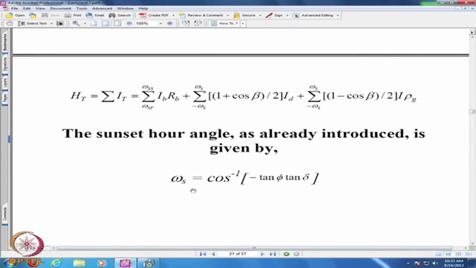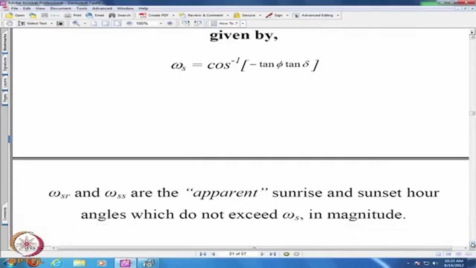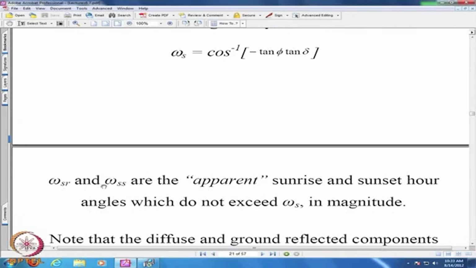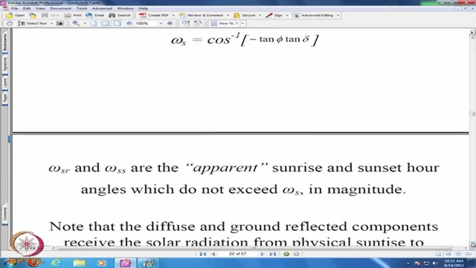Now, we already know that omega s is the physical sunset hour angle given by cosine inverse of minus tan phi tan delta. Of course, omega SR and omega SS are the apparent sunrise and sunset hour angles, which do not exceed omega s in magnitude. In other words, if according to the calculation omega SR and omega SS in magnitude are more than omega s, we have to limit it to omega s. In other words, the surface will not and shall not receive solar radiation beyond which the sun is below the horizon.